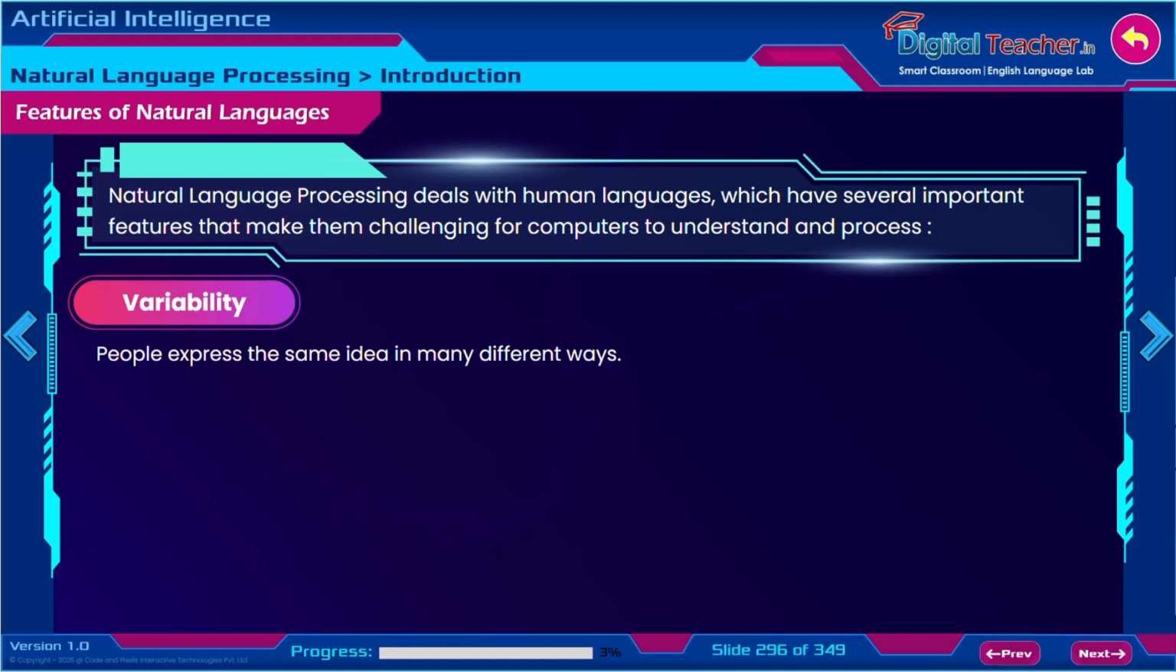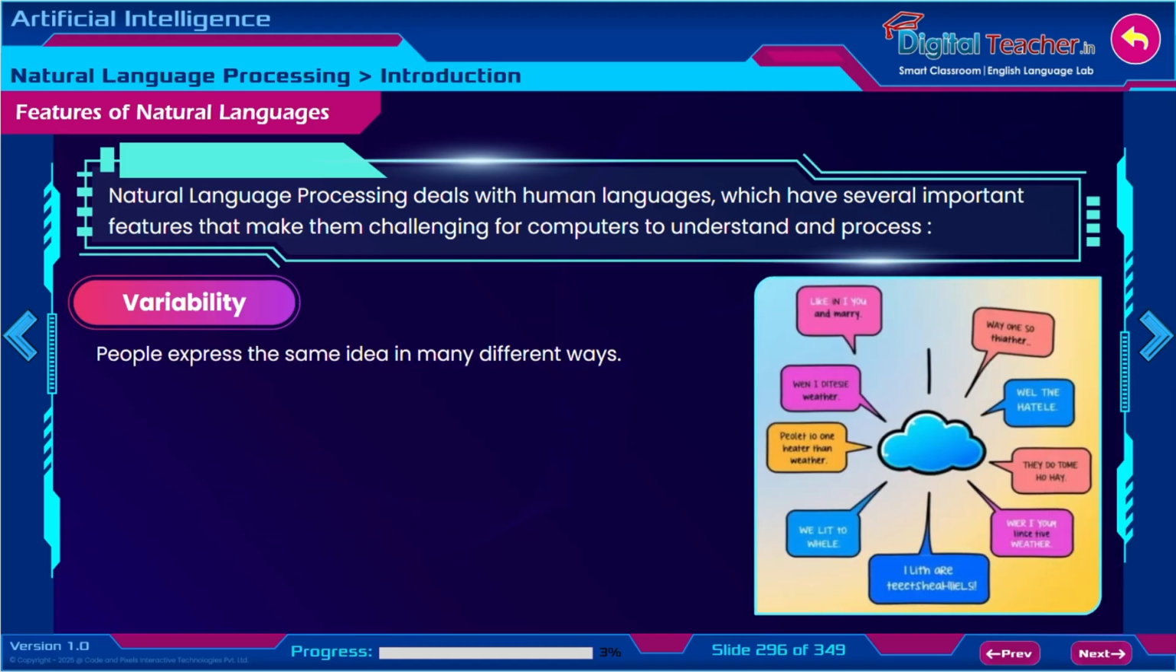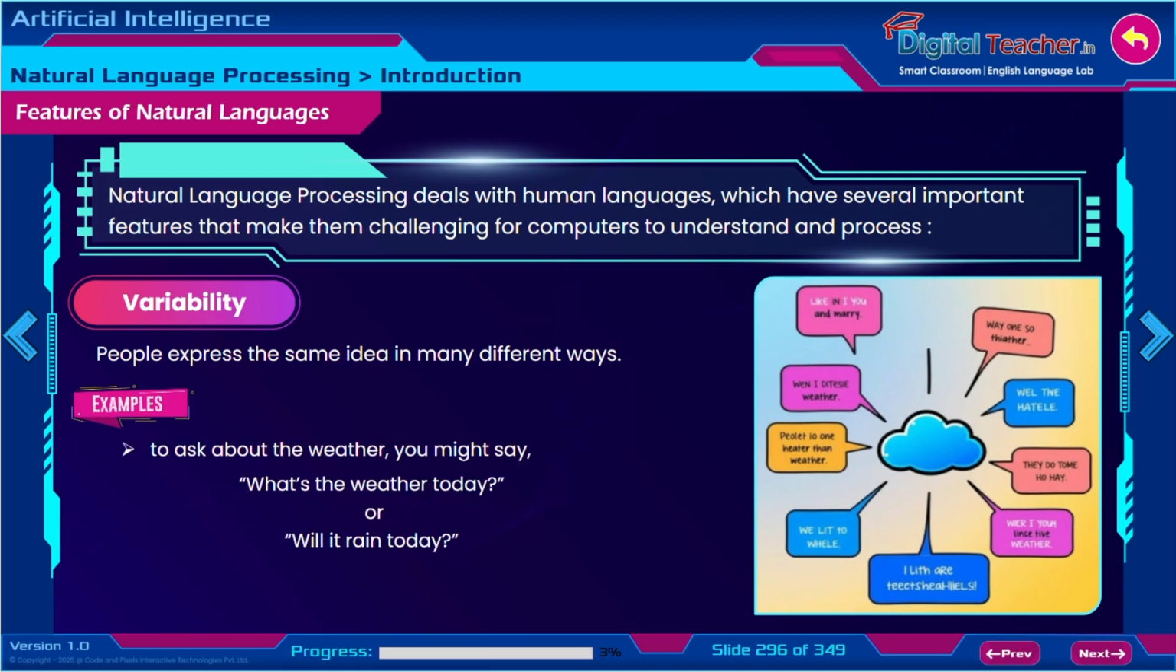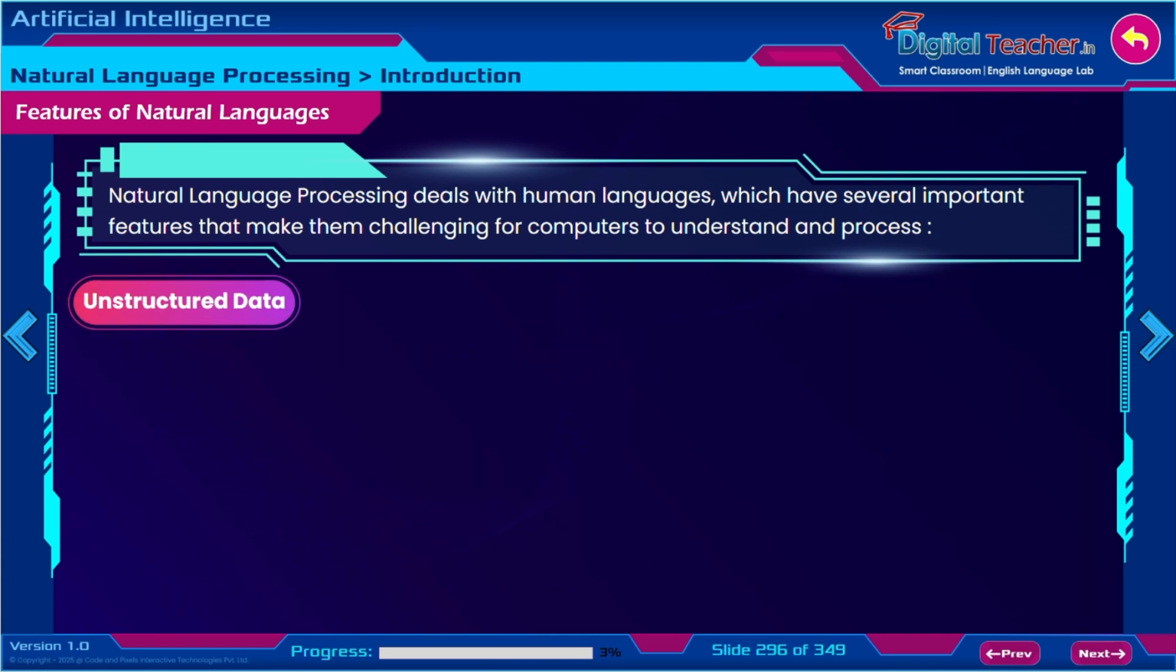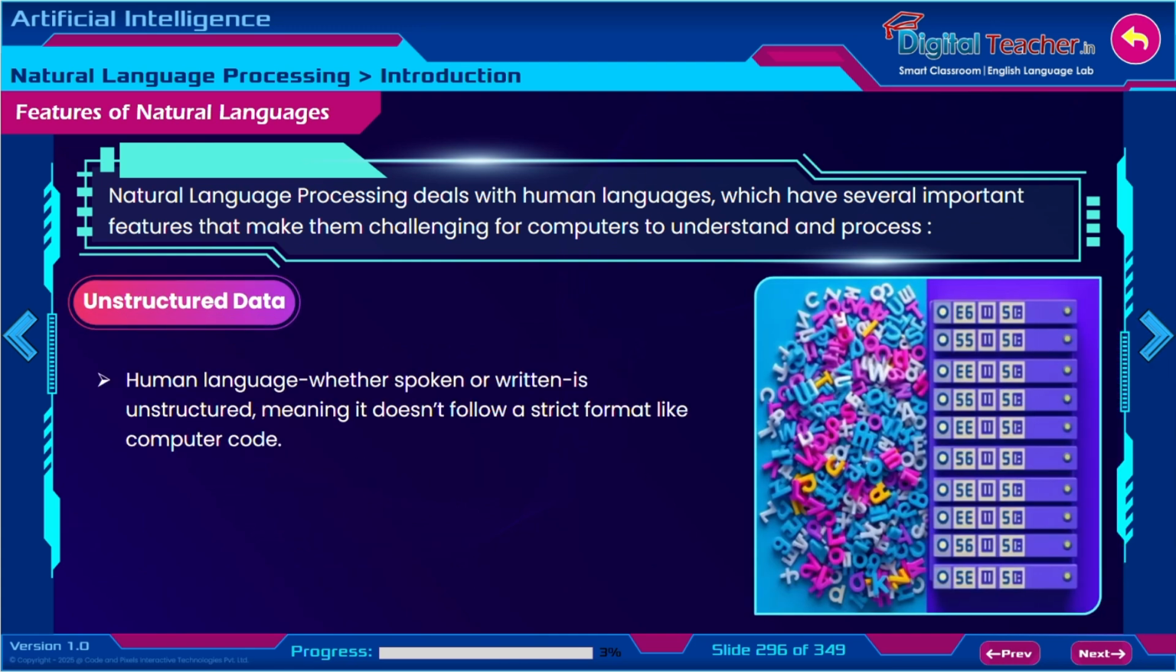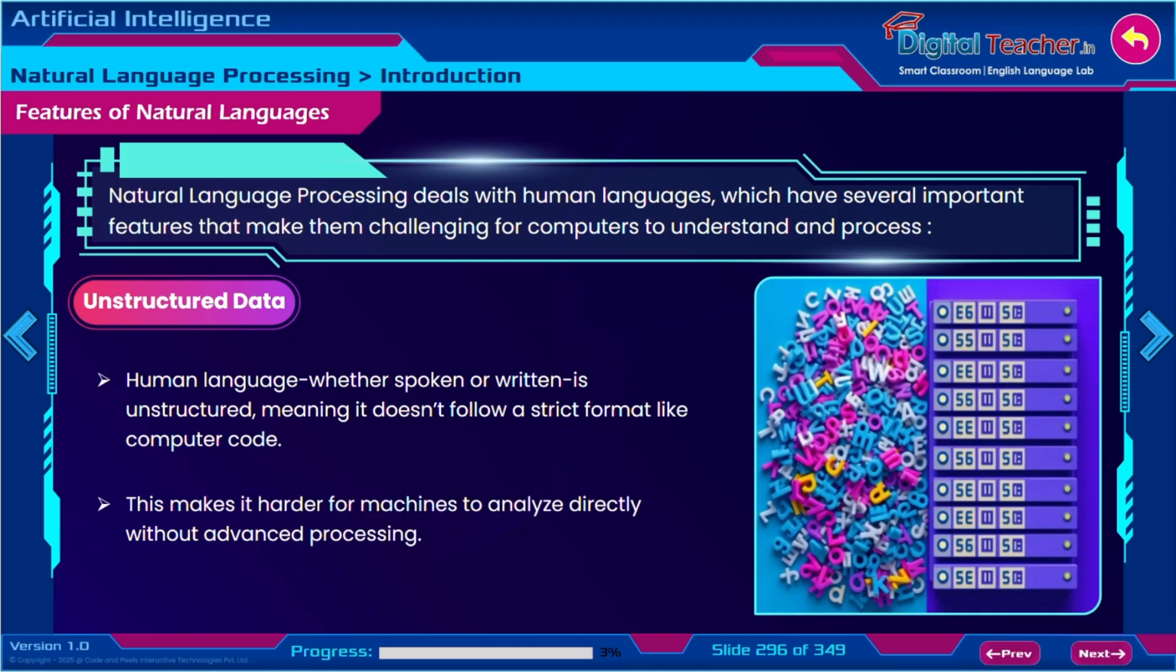Variability. People express the same idea in many different ways. For example, to ask about the weather, you might say, "What's the weather today?" or "Will it rain today?" NLP models learn to recognize different expressions with the same meaning. Unstructured data. Human language, whether spoken or written, is unstructured, meaning it doesn't follow a strict format like computer code. This makes it harder for machines to analyze directly without advanced processing.